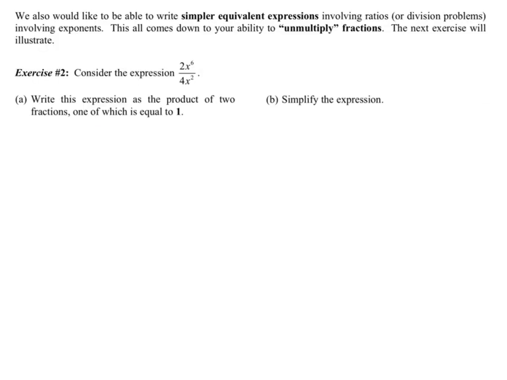We would also like to be able to write simpler equivalent expressions involving ratios or division problems involving exponents. This all comes down to the ability to unmultiply the fractions. So let's look at exercise number 2. First thing we want to do is write this expression as a product of 2 fractions, one of which is equal to 1. So if I have 2 over 2, because that's equal to 1, to get 2 over 4, the second one is going to have 2 on the bottom also, because 2 times nothing on the top would be 2, and 2 times 2 on the bottom becomes 4.